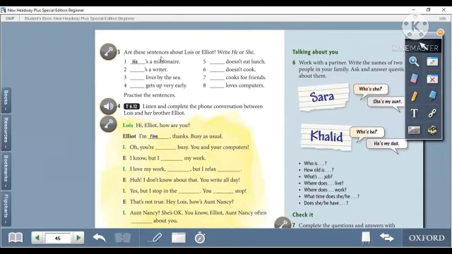Are these sentences about Lewis or Elliot? Write he or she. لو كانت الجملة تتكلم عن لويس هنحط she. لو كانت الجملة تتكلم عن Elliot هنحط he. Okay.